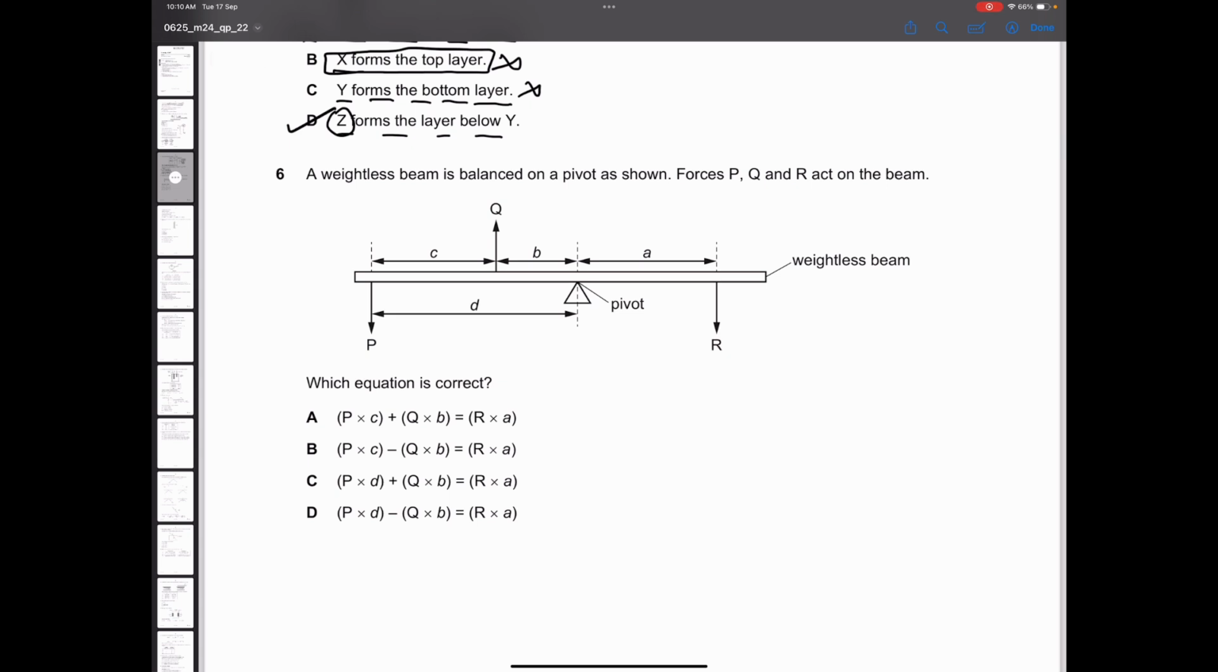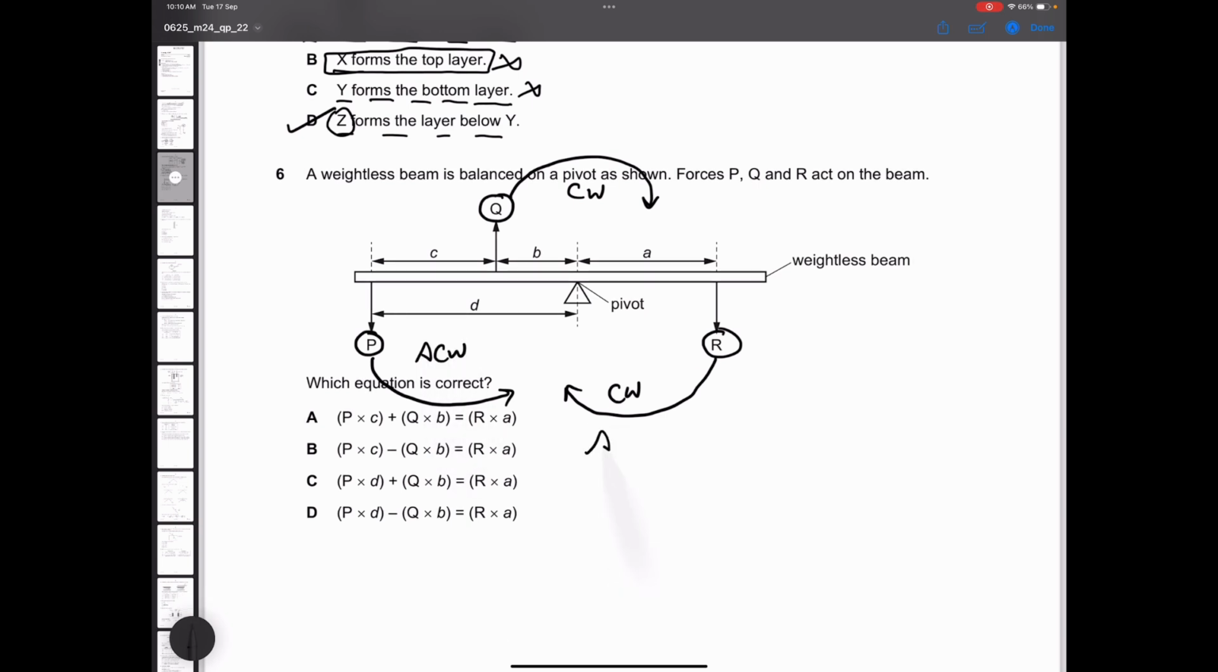So this is a question of equilibrium and they're simply asking which equation is correct according to the variables given. Let's consider these three forces P, Q and R. According to the pivot, R will be trying to rotate it clockwise and Q will also be trying to rotate it clockwise, and P will be trying to rotate the balance anti-clockwise. And we know that the anti-clockwise moment of force should be equal to the clockwise moment of force. So for anti-clockwise, the force is P. What is the distance from the pivot? It is D. So I'll write P times D.